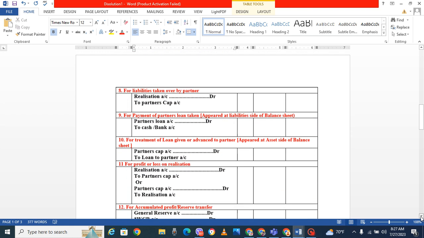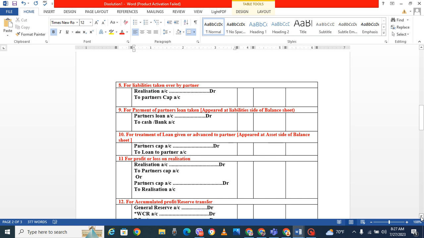Sometimes the partner might take over a liability. In case a liability is undertaken by the partner, then we have to debit realization and credit partner's capital account. Suppose the creditor is to be paid by Mr. A and A is a partner. In such a case, debit realization account and credit A's capital. Sometimes partners agree to pay his brother's or wife's loan. In such a case, we have to debit realization account and credit the respective partner's capital account.